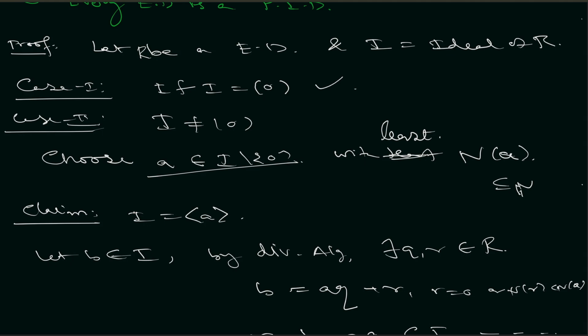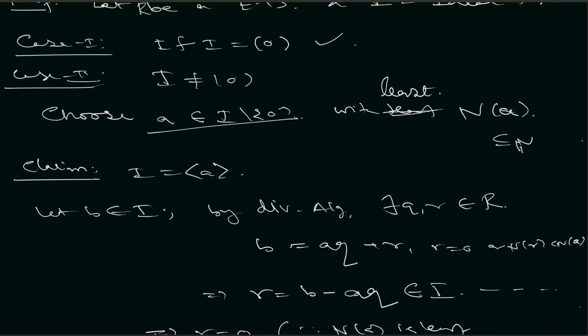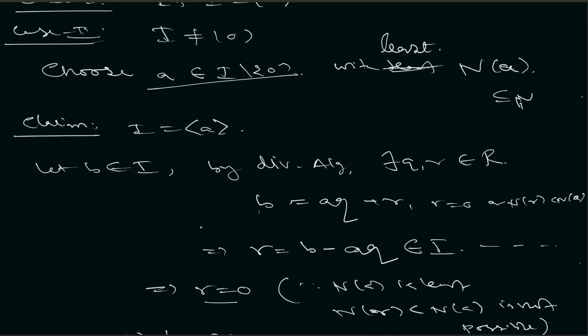Claim: this ideal I is generated by this element A. Suppose B is an arbitrary element of I. I will show that B is also generated by this A, and then I am done. I can apply the division algorithm, because this is a Euclidean domain. So there are Q and R.